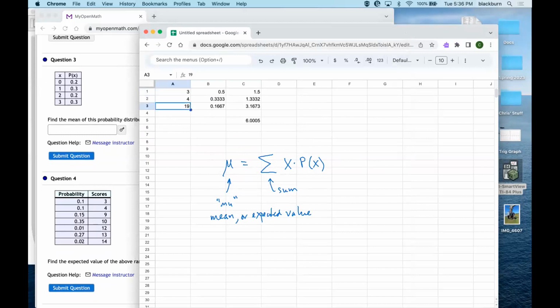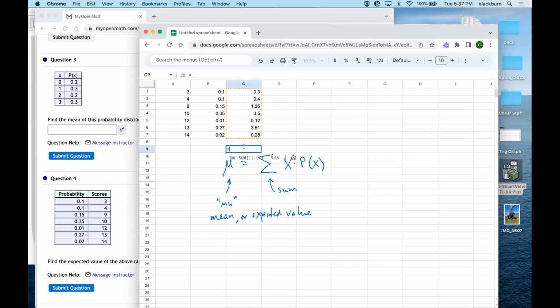So 3, 4, 9, 10, 12, 13, 14. Now I'm going to put my probabilities. So 0.1, 0.1, 0.15, 0.35, 0.01, 0.27, and 0.02. And now you see that my values changed, because these 3 are going to be correct. That's A1 times B1, A2 times B2, A3 times B3. So I want to copy that down to have them all be that same formula. So now, as you can see, it's the same formula. Now I want to add those up, and that's going to be my expected value.